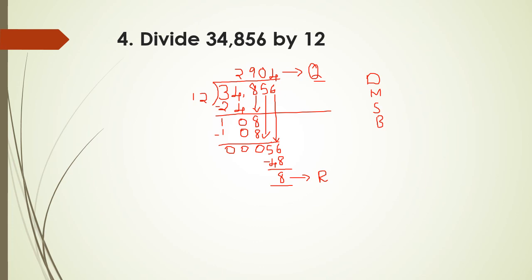So in division you have to remember these steps. First step you have to divide. Next you have to multiply. Then next you have to subtract. Then next you have to bring down. So you can remember this code for the division, that is DMSB. D for divide, M for multiply, S for subtract, B for bring down.